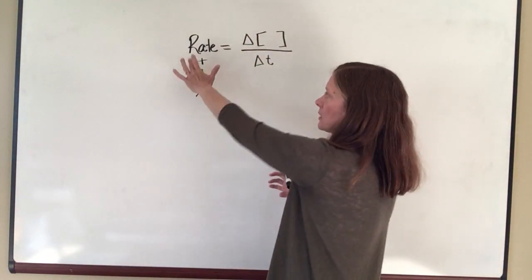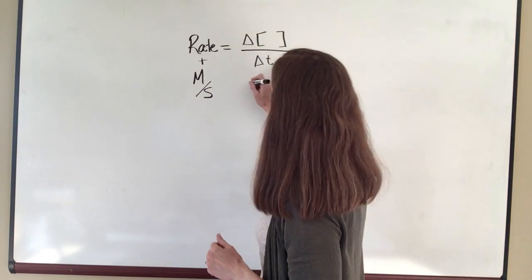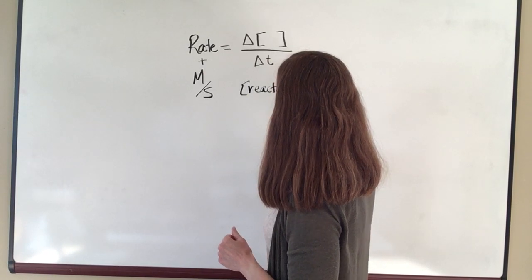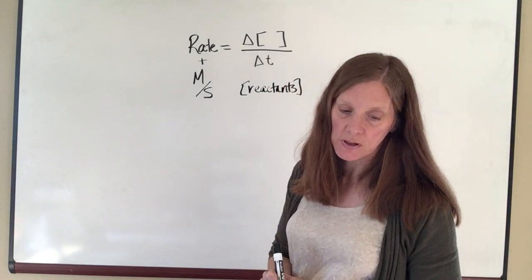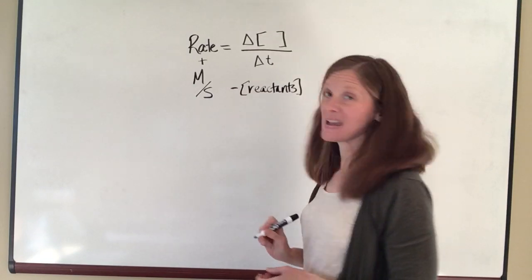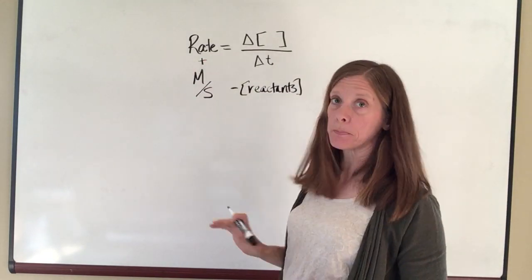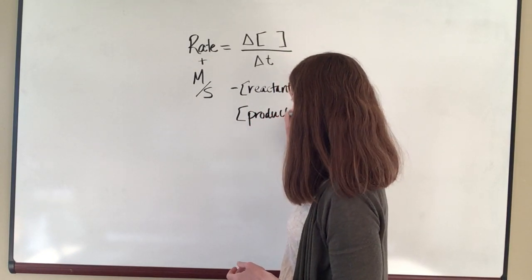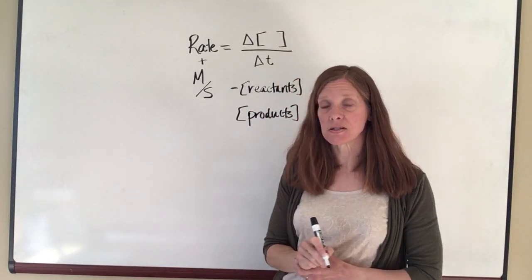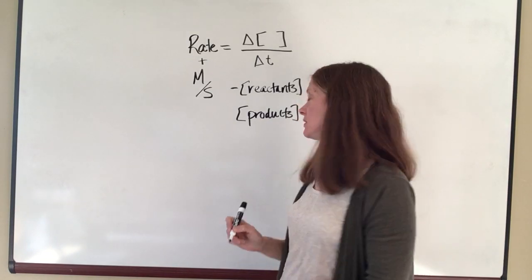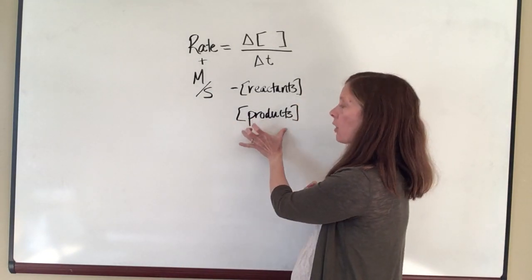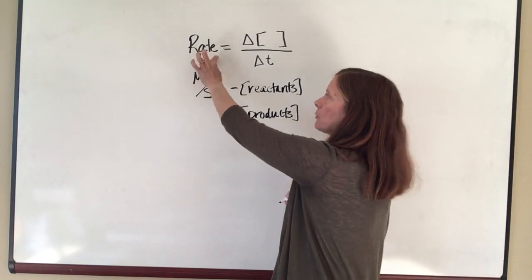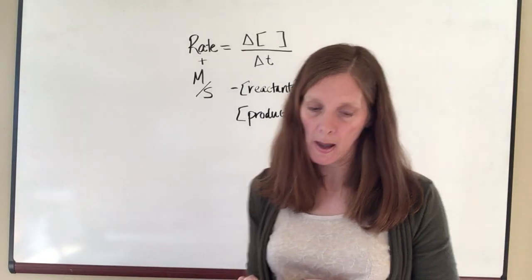Well, because we want our reaction rate to be positive, if you use the concentration of reactants in this particular formula, you're going to need to make it negative so that the rate will turn out positive. On the other hand, since the concentration of products is going to increase, that means the final will be greater than the initial. And so if you're using a product concentration, then you don't make it negative, you're going to leave it positive, and that will also make the reaction rate positive as well.